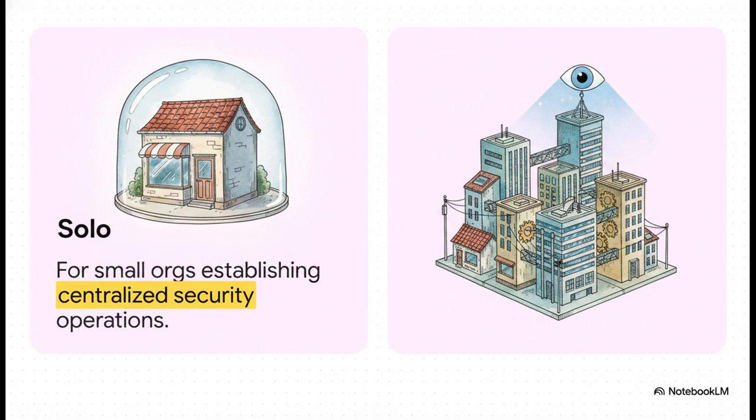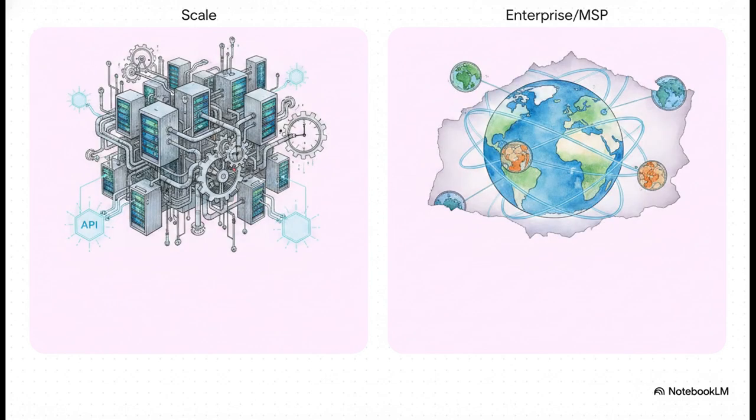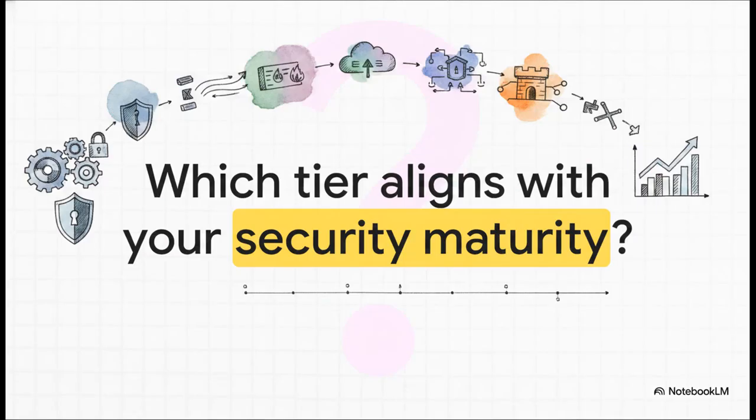Now contrast that with the heavier hitters. The scale tier is built for mature IT and security teams managing much larger, complex environments, specifically focusing on advanced policy automation and API requirements. Meanwhile, the enterprise and MSP tiers, well, they step completely out of the box. They offer highly customized, tailored deployments, specific service agreements, bespoke onboarding, complex integrations, and full multi-tenant management, all from a single console. So, what does this all mean for you?